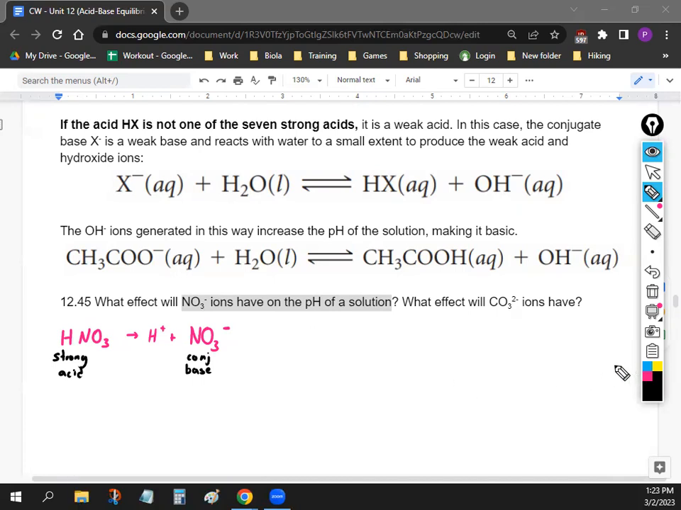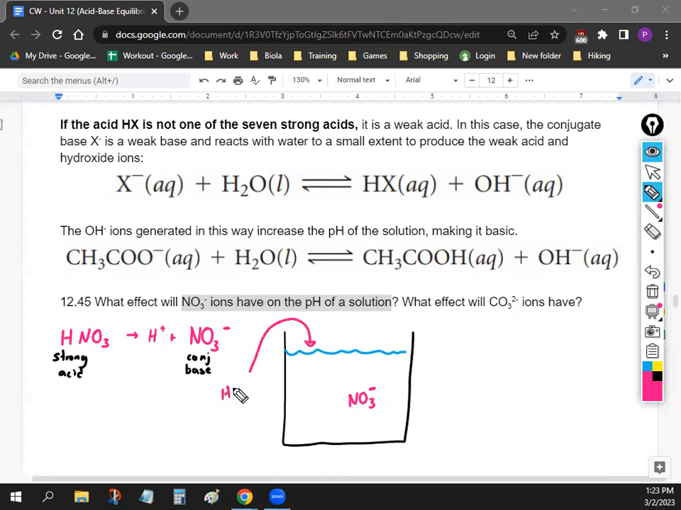Okay, so basically what we're looking at in this scenario is, let's say I have a container. Another beautiful drawing. I know, thank you. My drawings are very special, yes. So let's say that we have some NO3 ions inside of our solution, right? And then let's say that we add HNO3 in there.